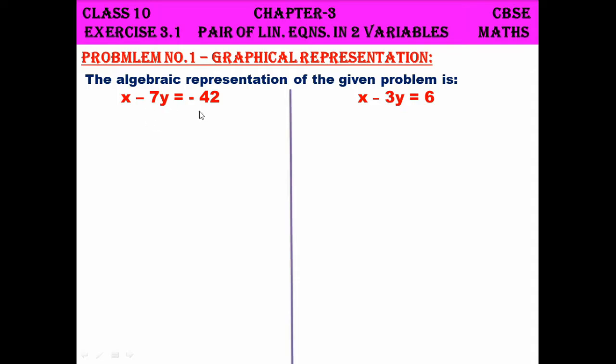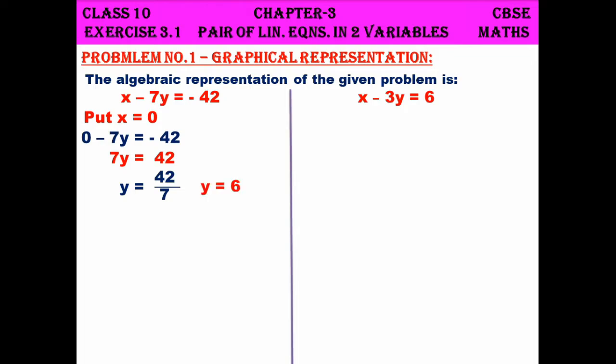So I'm going to find the coordinate points to draw this straight line. For that, first let me substitute x equals 0. Therefore, the equation becomes 0 minus 7y equals minus 42. That on simplification gives 7y equals 42, which means y equals 42 by 7. That gives me y equals 6. So when I substitute x equals 0, I get y equals 6. Therefore, (0, 6) is my first coordinate point of the first straight line.